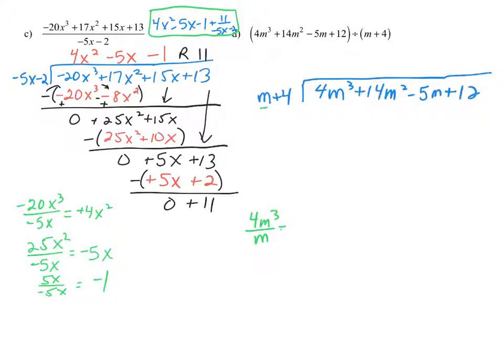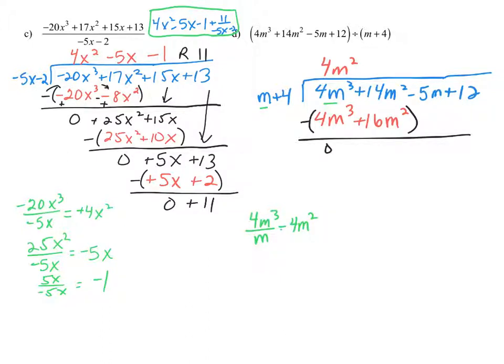We could say m goes into 4m cubed, 4m squared times. So we're going to put a 4m squared above the line in the division setup. We're going to multiply 4m squared times m to get 4m to the third, and 4m squared times 4 to give us plus 16m squared. And now we subtract this entire quantity. 4m to the third minus 4m to the third is 0. 14m squared minus 16m squared, that's a negative 2m squared.